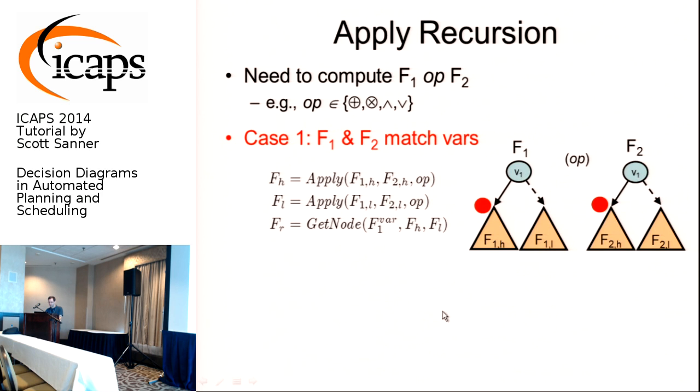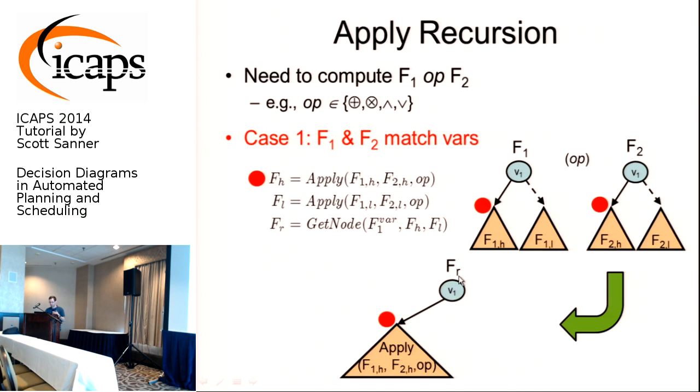And in that case, I want to say, well, in the resulting function, I look at when v1 is true. And that's going to be this function here. I'm going to apply the operation to this function, f1h, and this function, f2h. Okay? That gives me the subfunction when v1 is high, high being true. Okay? Likewise, and so I can construct half of the result. Okay, then for the other case, when v1 is false, I do the apply operation on the false branches. Right? That's this apply operation.